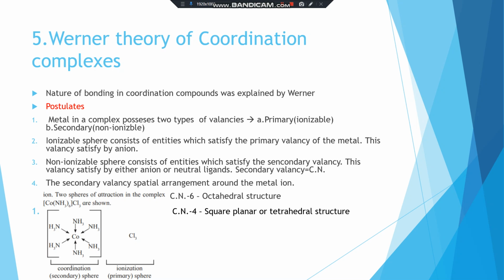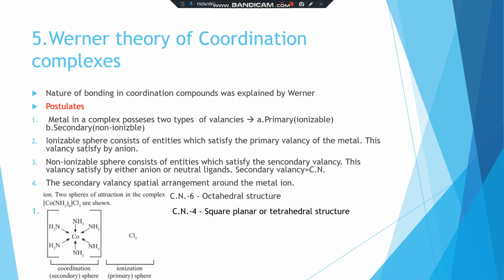Second postulate, the ionizable sphere consists of the entities which satisfy the primary valency of the metal. Primary valencies are generally satisfied by anions. Third postulate, the secondary coordination sphere consists of entities which satisfy the secondary valency and are non-ionizable. The secondary valencies of the metal ion are fixed and satisfied by either anions or neutral ligands. The number of secondary valencies is equal to the coordination number.